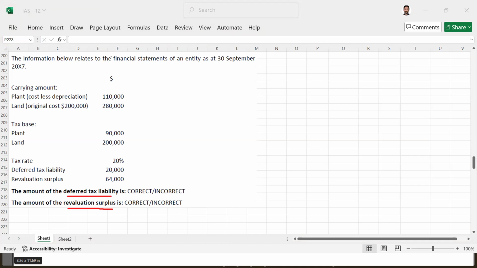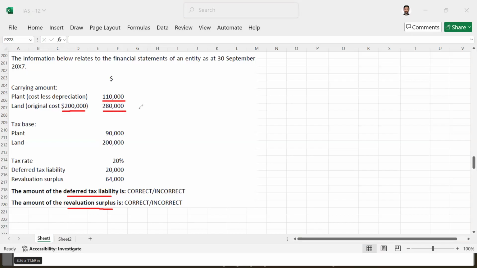The information below relates to the financial statements of an entity as at 30th of September 2007. We have the carrying amounts. The carrying amount of the plant is 110,000. The carrying amount of the land is 280,000. Land has a cost of 200,000, whereas its value is 80,000 higher. The land does not depreciate, so clearly there is a revaluation of 80,000. So the revaluation surplus must have 80,000. Fine. So these are the carrying amounts.